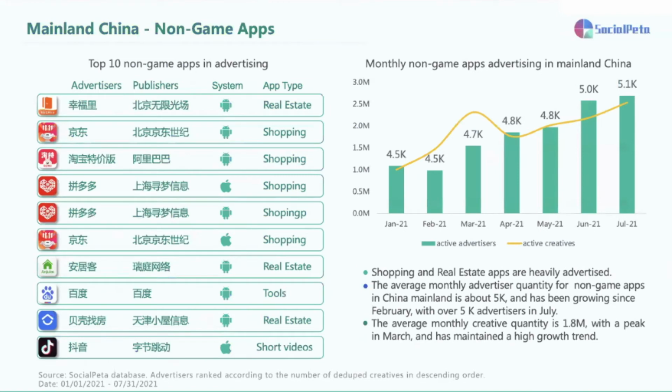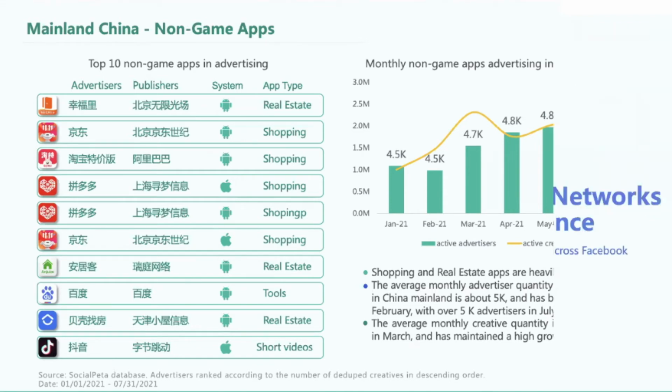So let's move to the non-gaming category. We see that shopping and real estate applications are heavily advertised in China. And the total advertisers for non-gaming is about 5,000, and the creative quantity is about 1.8 million, with a peak in March, and has maintained a high growth.